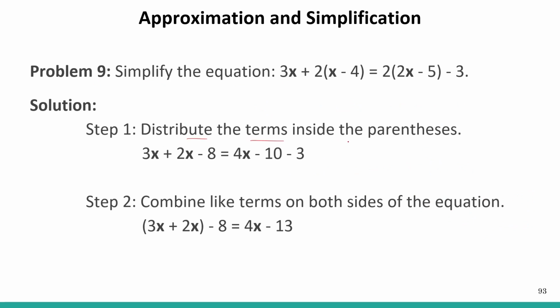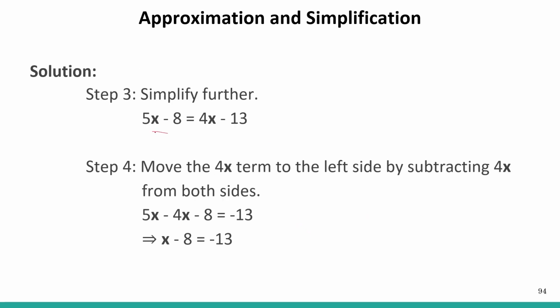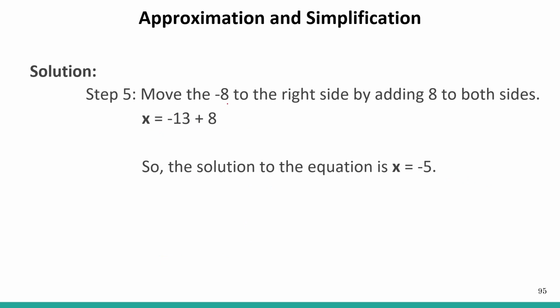Distribute the terms inside the parenthesis, that is 3x plus 2x minus 8 is equal to 4x minus 10 minus 3. Combine the like terms on both sides of the equation. So 3x plus 2x minus 8 is equal to 4x minus 13, right? So 5x minus 8 is equal to 4x minus 13. Move the 4x term to the left hand side by subtracting 4x from both sides. So 5x minus 4x minus 8 is equal to minus 13. So x minus 8 is equal to minus 13. Move the minus 8 to the right side by adding 8 to both sides. So x is equal to what? Minus 13 plus 8. So the solution to the equation is x is equal to minus 5.